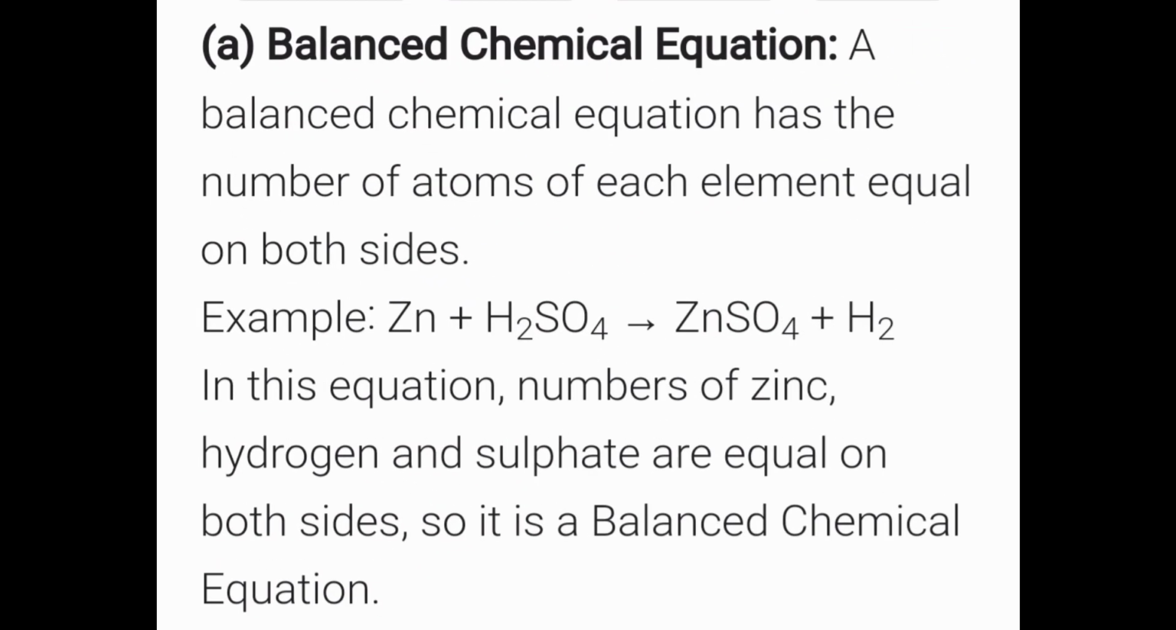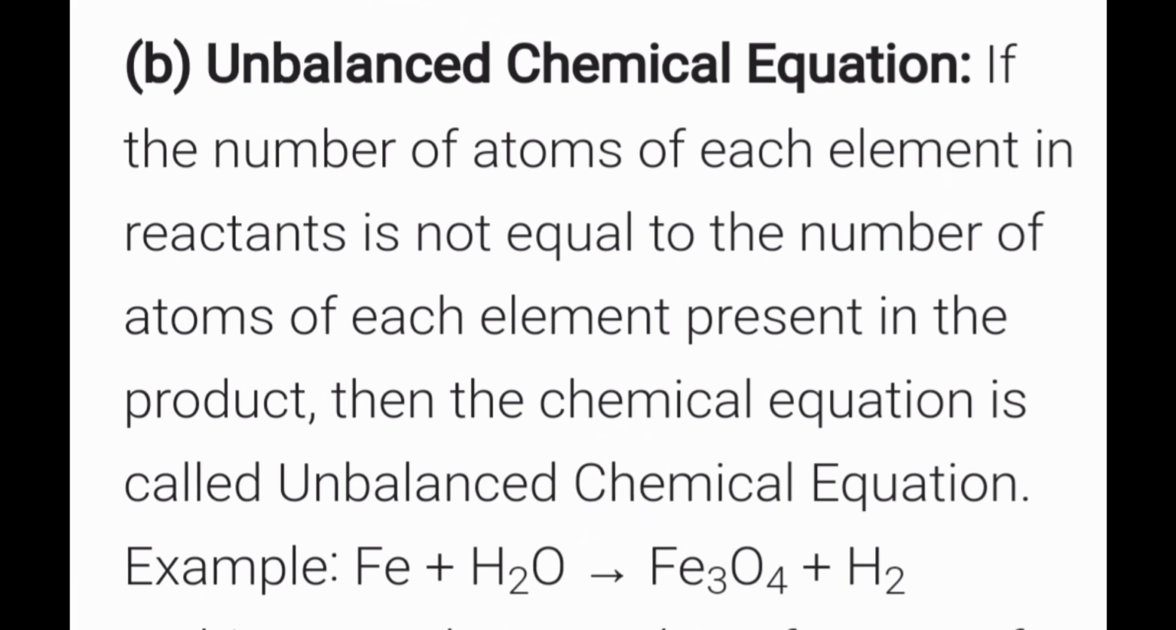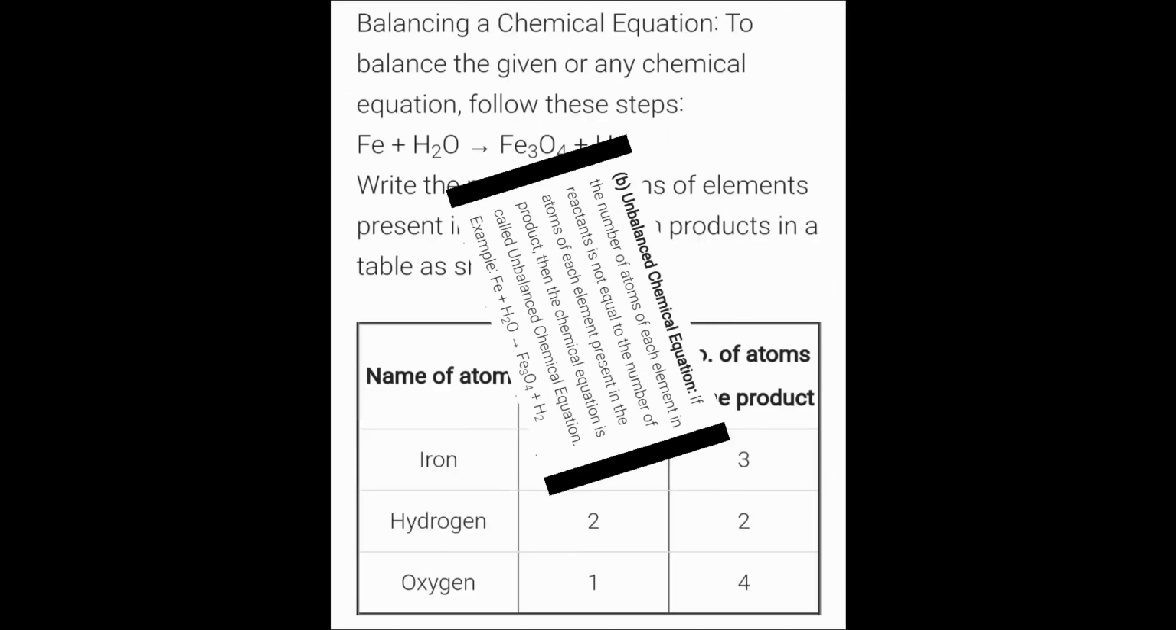Balanced chemical equation. A balanced chemical equation has the number of atoms of each element equal on both sides. In this equation, the number of zinc, hydrogen and sulphate are equal on both sides, so it is a balanced chemical equation. Unbalanced chemical equation. If the number of atoms of each element in the reactants is not equal to the number of atoms of each element present in the products, then the chemical equation is called an unbalanced chemical equation.